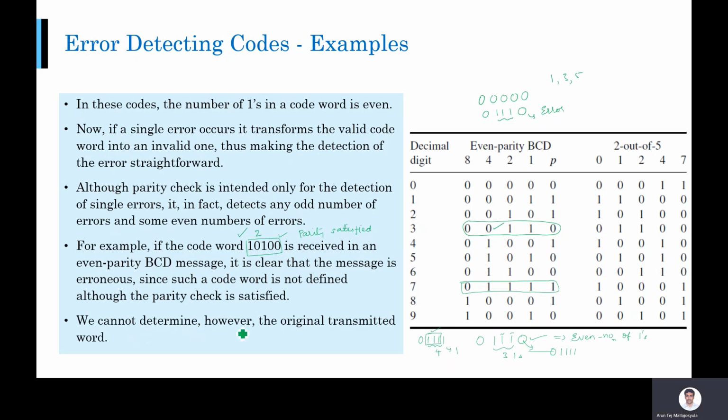As I said, we cannot, however, determine the original transmitted word. So how are you getting this? What is the original transmitted word? That you cannot obtain from these kinds of error detecting codes. For that, you need what are called error correcting codes. That we will see in the next class. So we can stop here. Thank you.